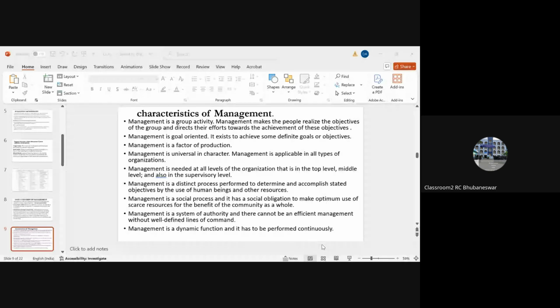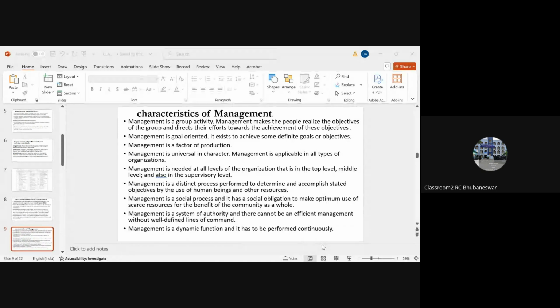Management is needed at all levels: school level, college level, university level, and at the level of business, managing a company or factory, managing a shop also. So everywhere there is management. Without proper management, we cannot get better results, or we cannot achieve our objectives. Management is a distinct process performed to determine and accomplish stated objectives by the use of human beings and other resources.